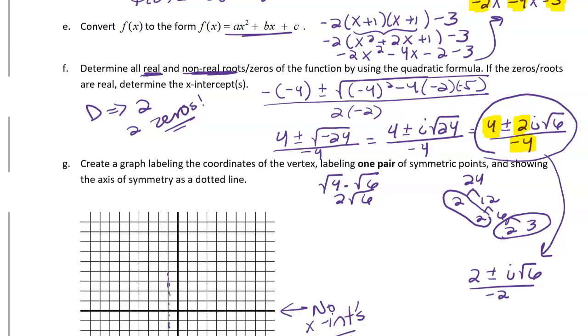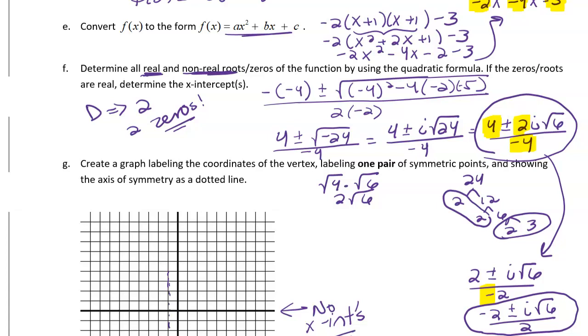Remember, don't touch the 6. It's inside the root. You can't do that. And then lastly, we want to deal with the negative sign. So you have a negative here, and when I divide that out, it's going to flip the signs throughout the whole problem. So we're going to have -2 plus or minus i on the square root of 6 over +2. And that right there is the outcome of where we are finding our non-real zeros.